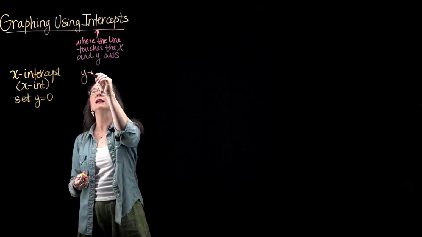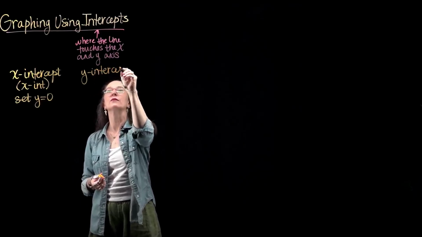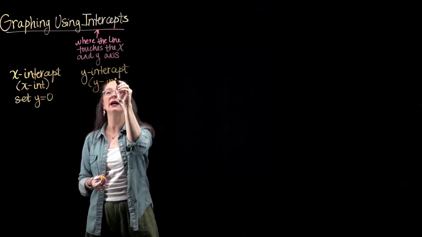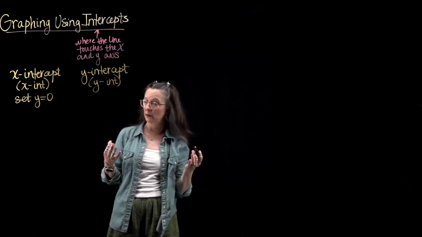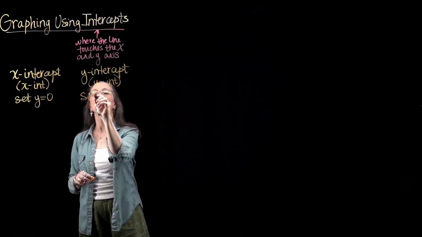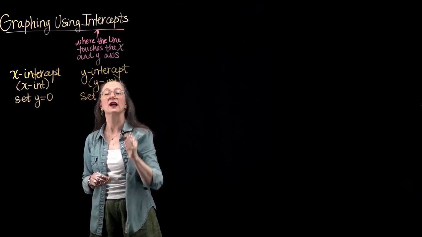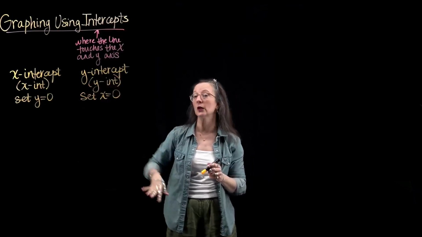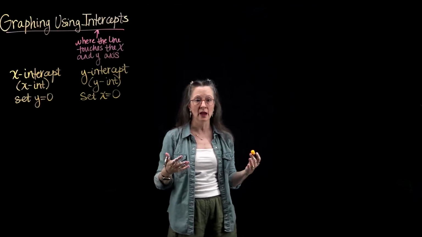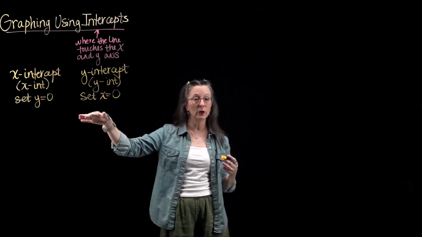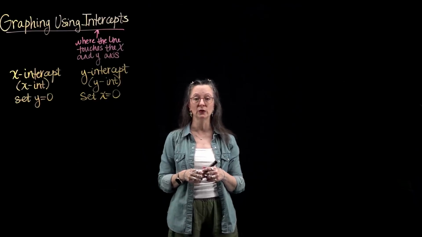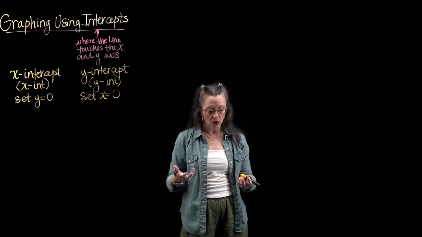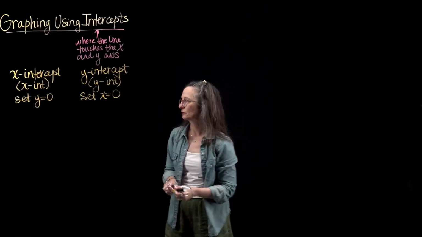For our y-intercept, and again, I'm going to abbreviate that as y-int from here forward, well, you can guess, to find the y-intercept, we're going to set x equal to 0. Now, this is going to be true whether we're dealing with a line or a quadratic or something else. This rule always works, no matter what you're dealing with. All right, so let's look at an example.